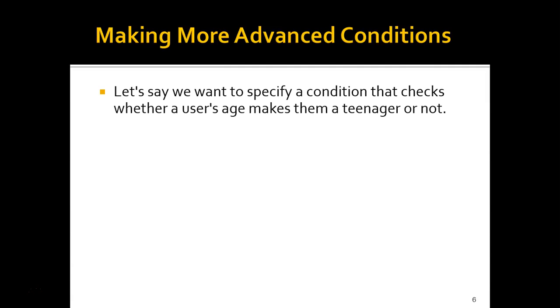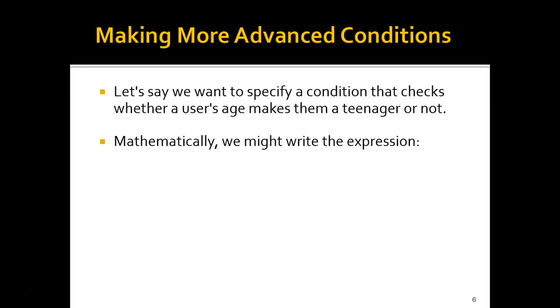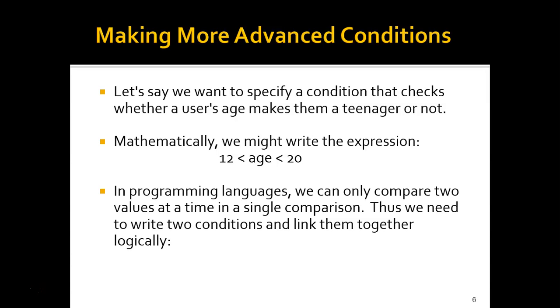Now for making advanced conditions. Let's say that we want to specify a condition that checks whether a user's age makes them a teenager or not. Mathematically, we might write the expression 12 is less than age, which is less than 20. Although in math class we called this an and inequality, and we graphed it, when you have some variable that's between two values, the word and isn't actually written here. In code, we need to specify and. So you can't just do 12 is less than age, which is less than 20. You would have to take the two separate inequalities and put them together using the and. So here, it would have to be 12 is less than age, and age is less than 20.